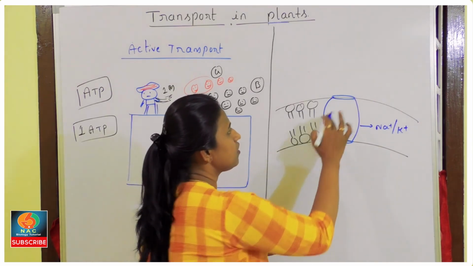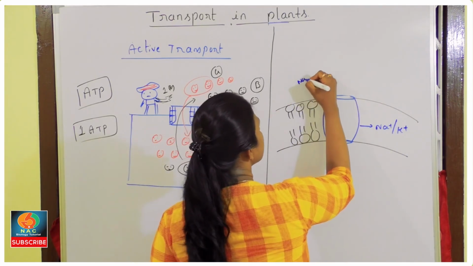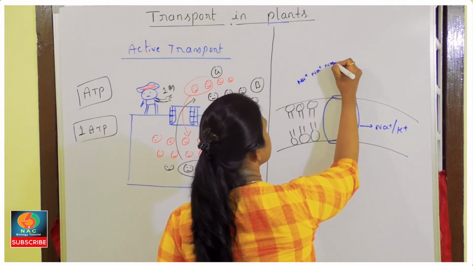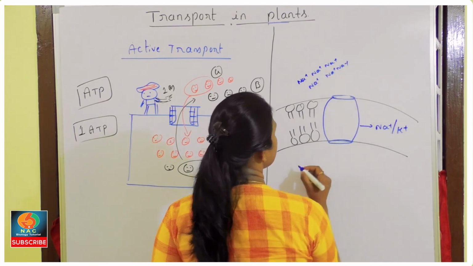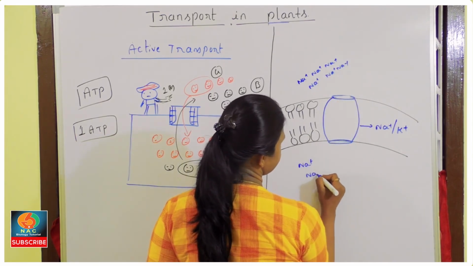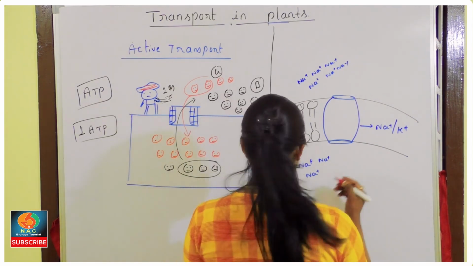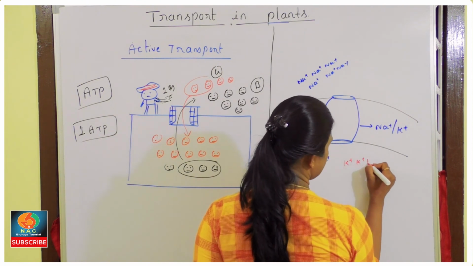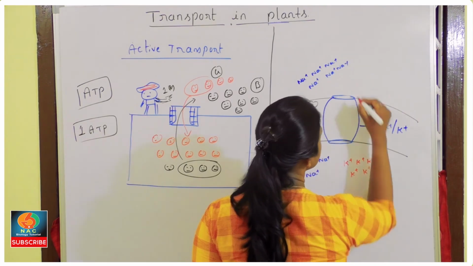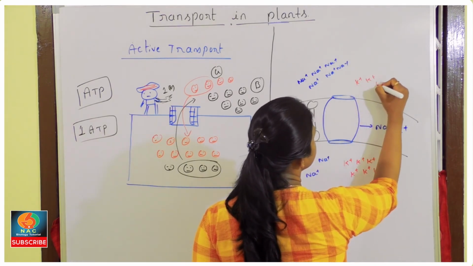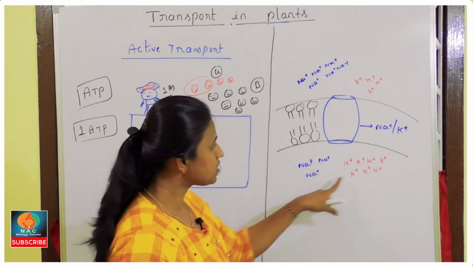But actually, outside the cell membrane, there are more sodium. A lot of sodium is present outside, but very, very little sodium is present inside. Like that, there is more potassium present inside, a higher concentration of potassium inside, and a very low concentration of potassium outside. How is this possible?